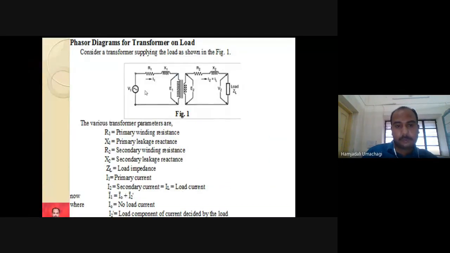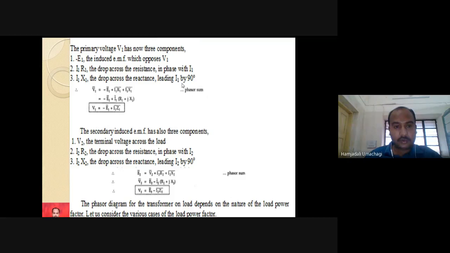So on the primary side, if I apply KVL, V1 is equal to I1 R1 plus I1 X1 minus E1, because E1 opposes the V1. For that sake, I have to take a minus sign here. Then on the secondary side, E2 is equal to I2 R2 plus I2 X2 plus V2. For this KVL equation on the primary as well as the secondary side, you have to develop the phasor diagram now.